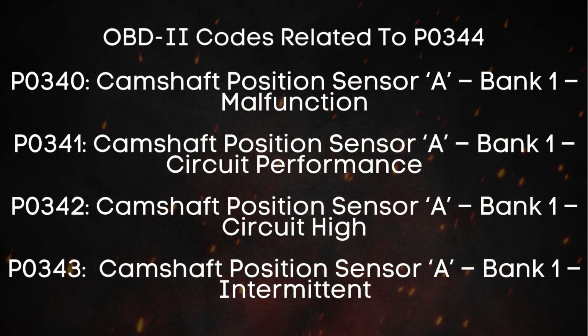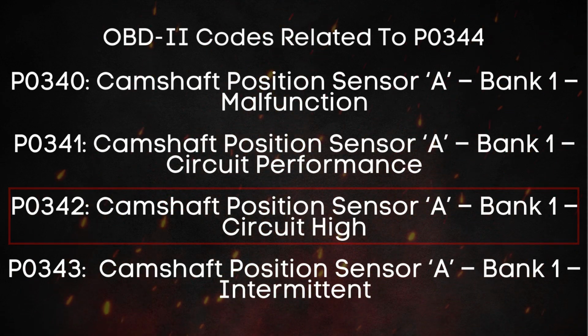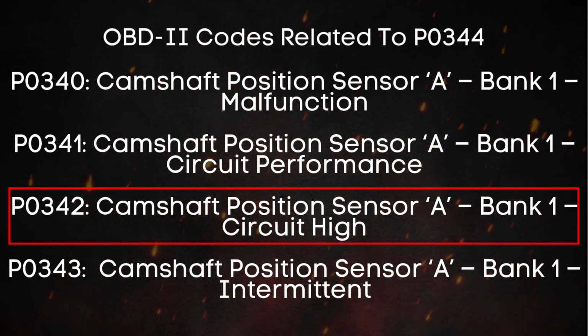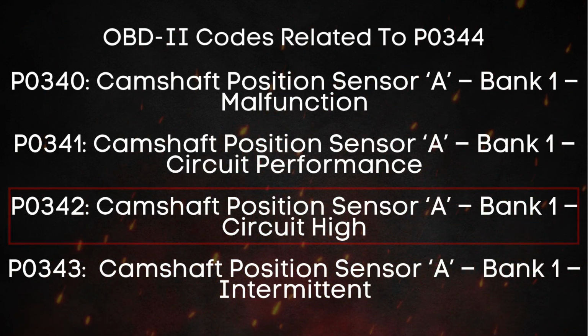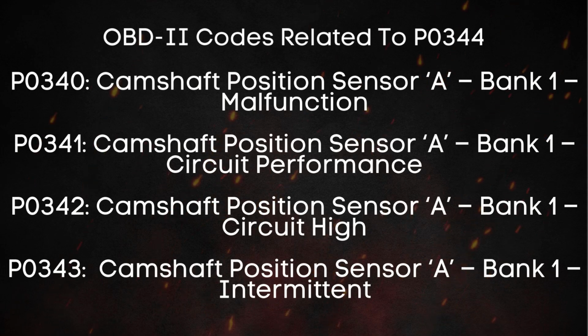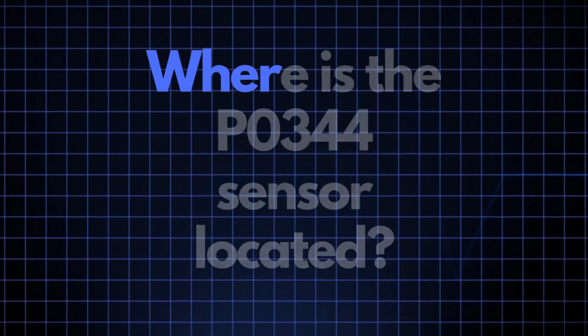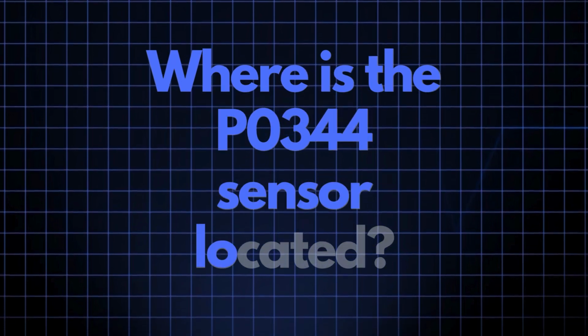On the flip side, you might see P0342, which is intake camshaft position sensor for bank 1 is circuit low. This usually indicates that the voltage in the sensor's signal is too low. It could be caused by a dying sensor, damaged wiring, or corroded connections. And finally, there's P0343, which is intake camshaft position sensor for bank 1 is circuit high. It means the sensor is sending too much voltage, often due to a short circuit or a sensor that's completely failed.